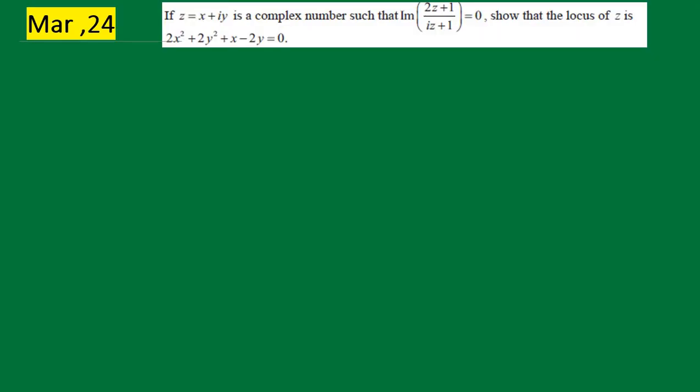Another important question: if z is equal to x plus iy is a complex number such that the imaginary part of this term is equal to 0, show that the locus of z, they have given the equation for the locus. So let z is equal to x plus iy, as given in the question. We write z is equal to x plus iy. Next, we take the term which is given inside.